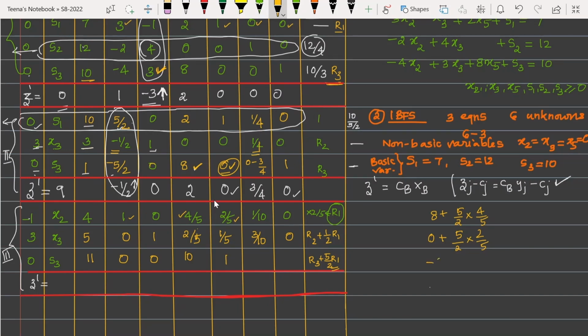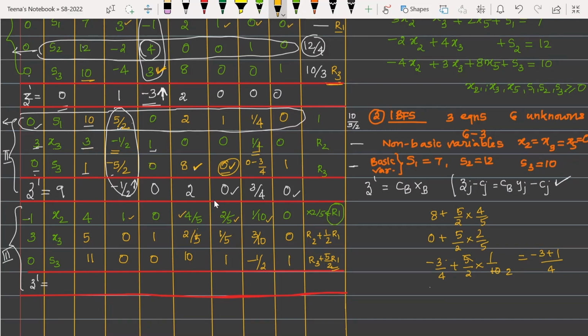The next element is minus 3 by 4, to be transformed as minus 3 by 4 plus 5 by 2 into the corresponding element in the first row, that is 1 by 10. So it is minus 3 by 4 plus 1 by 2. Minus 3 by 4 plus 1 by 4. So it is minus 1 by 2, and the last element is 1.